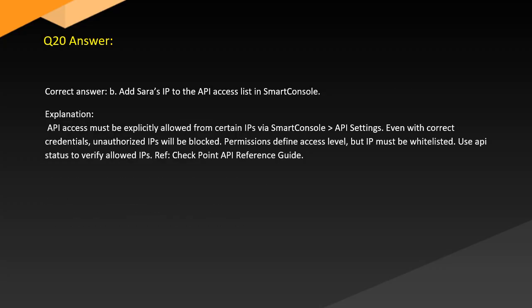Answer. Correct answer: B. Add Sarah's IP to the API access list in SmartConsole. Explanation: API access must be explicitly allowed from certain IPs via SmartConsole API settings. Even with correct credentials, unauthorized IPs will be blocked. Permissions define access level, but the IP must be whitelisted. Use api status to verify allowed IPs. Ref. Check Point API reference guide.